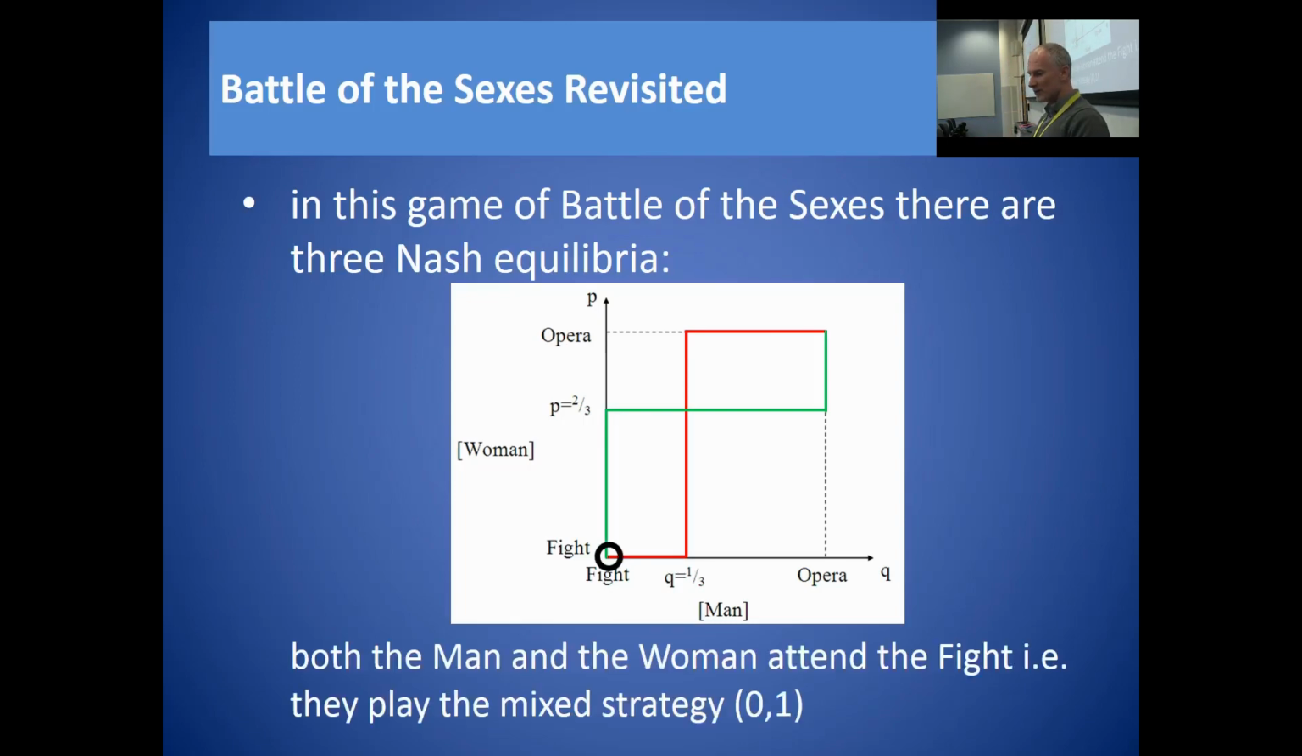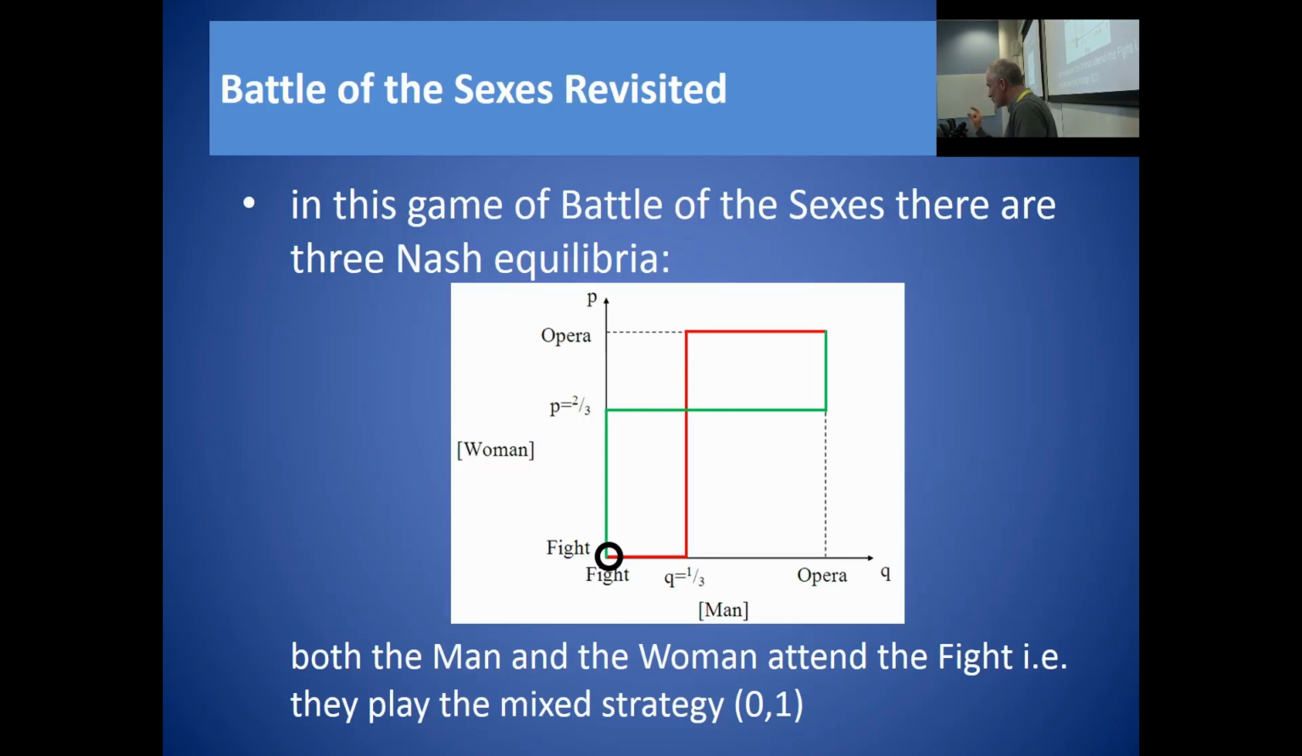So, in that sense then, our 3 Nash equilibria, there's one down in the bottom left-hand corner, where both the man and the woman play that mixed strategy of 0, 1. That is, they're both choosing to go to the prize fight. That is, they're both attending the opera with a probability of 0. They're both attending the prize fight with a probability of 1. So they're both playing the mixed strategy 0, 1. And again, it's a small point that I mentioned last week, but I did reinforce it last week, and I'll mention it again for you this morning.